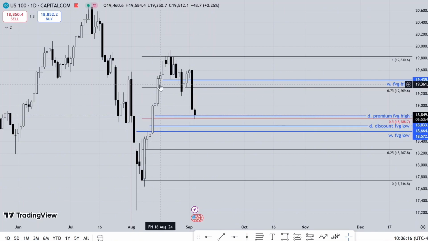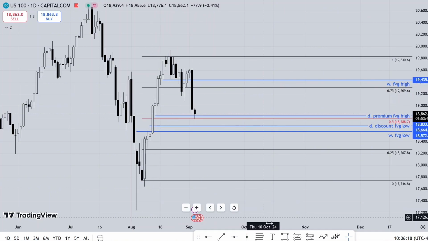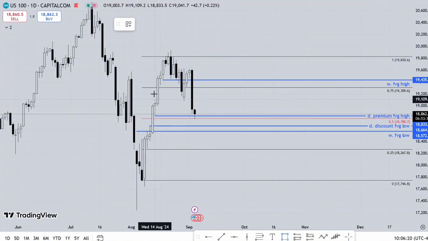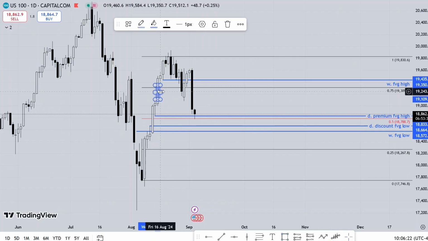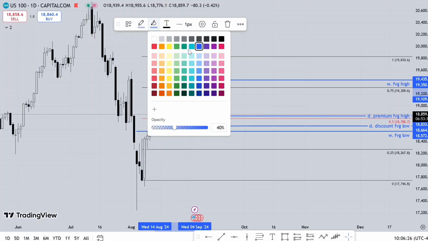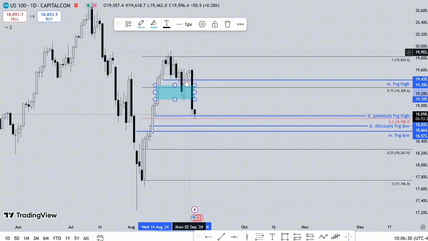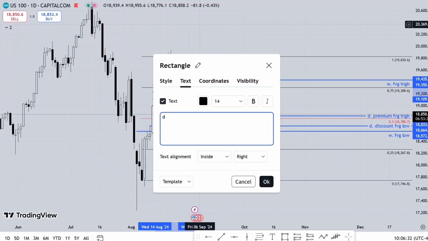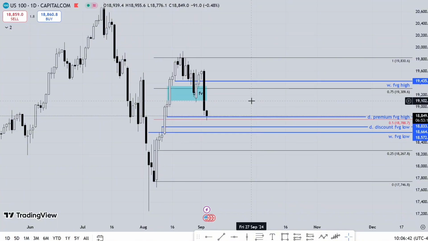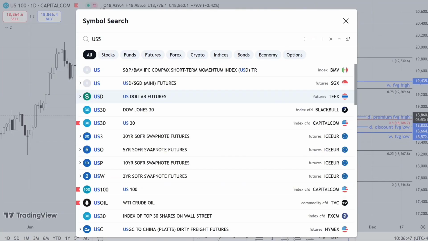So this would be a, let's make this color back to the ES, which is the US 500.